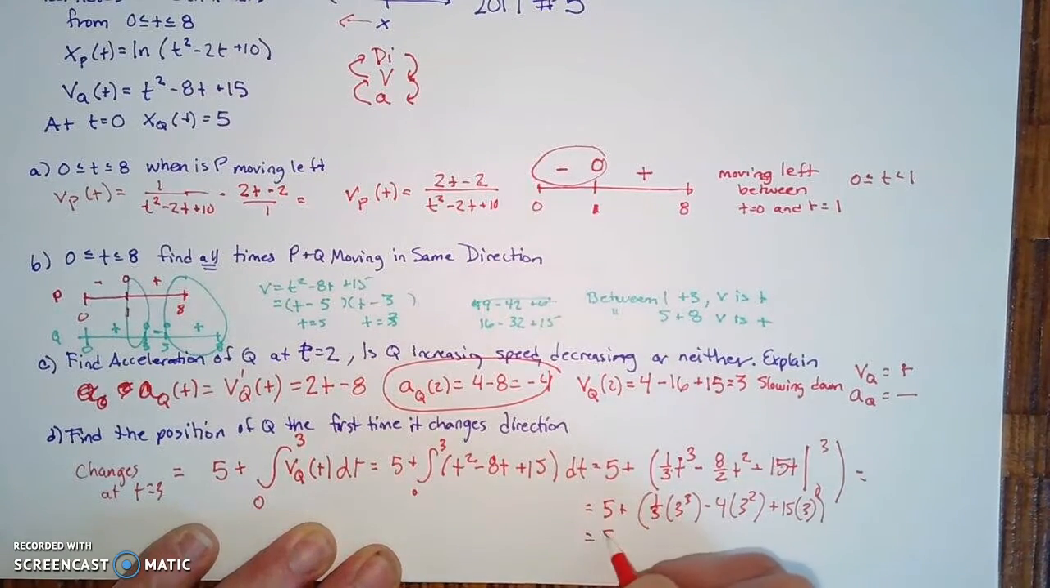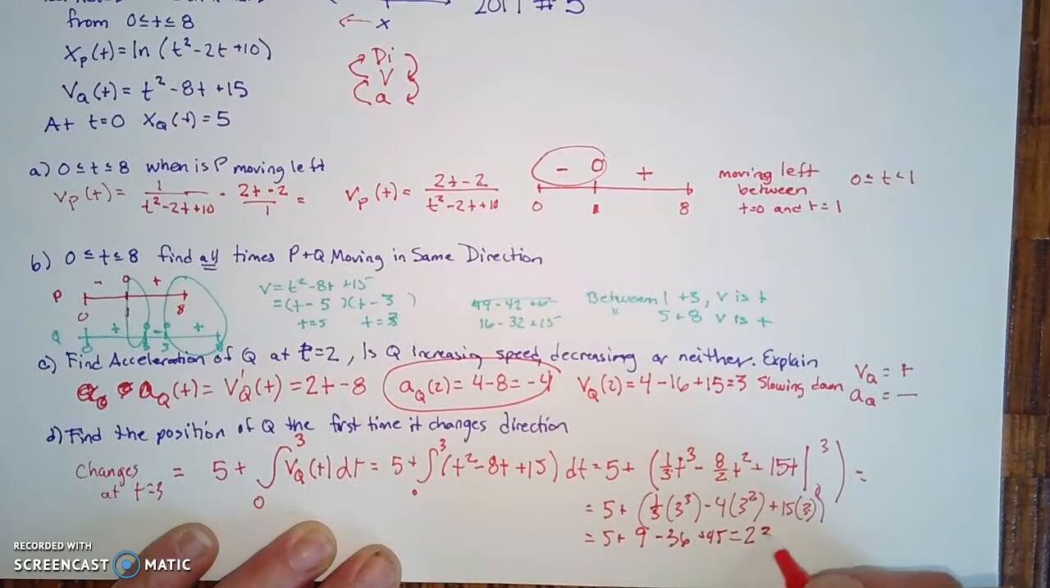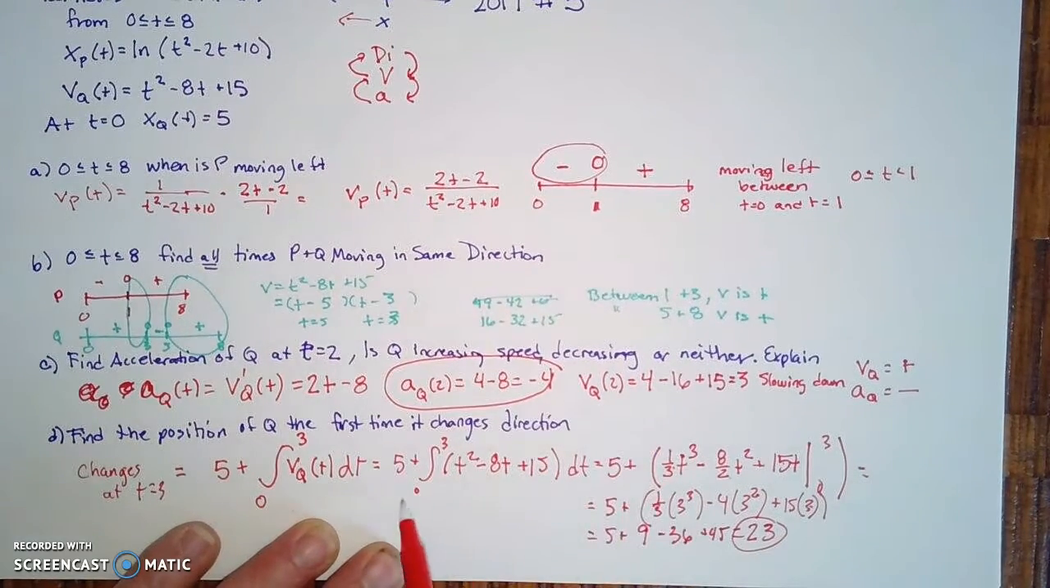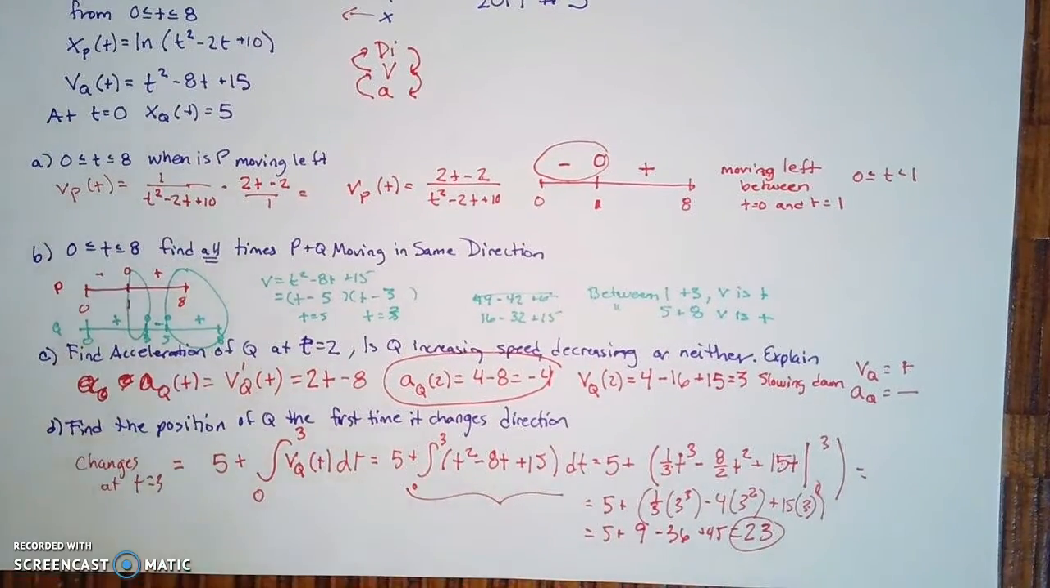Let's fill it in. I get 5 plus 9, then 9 times negative 4 is minus 36, and 15 times 3 is 45. On a non-calculator test, you can leave it like that. You can work it out and get 23 as the right answer. Or I could, in my calculator, just put this into the integral and get an answer.